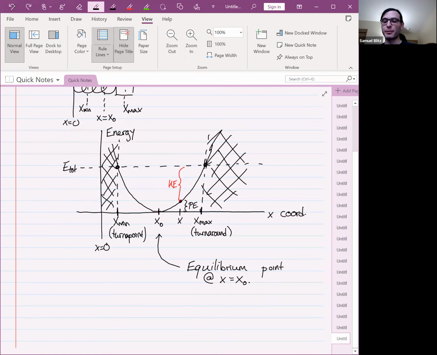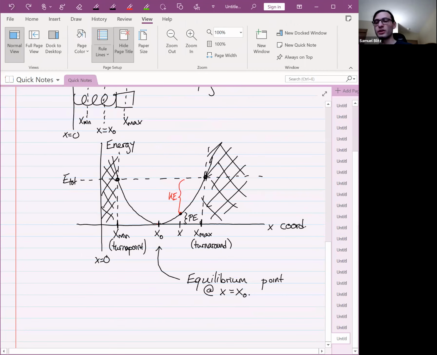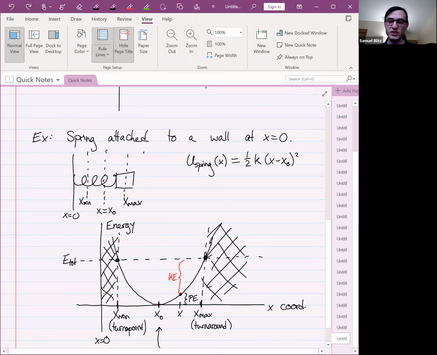Right, so we have an equilibrium point at x equals x naught. Equilibrium points do not exist for gravitational potential energy functions, or at least ones near the surface of the Earth, because it's a linear function. There is no place where the force is 0. Here, though, we know that there's a place where the force is 0.